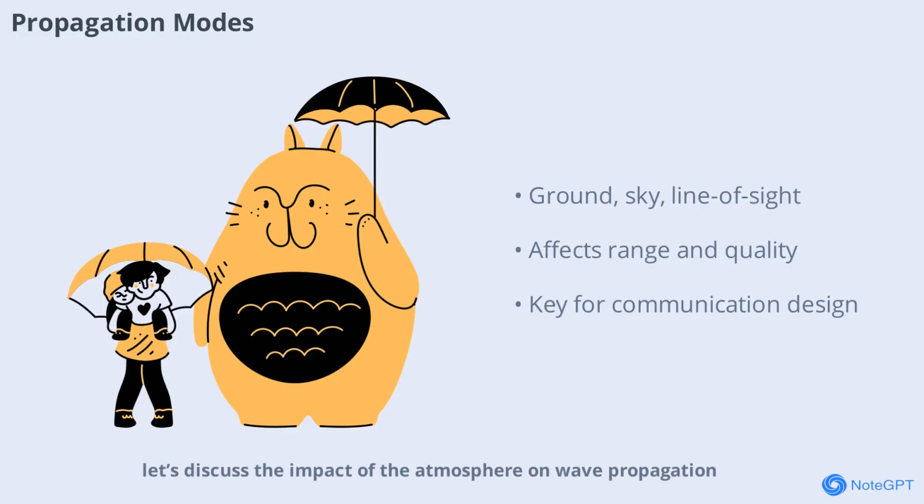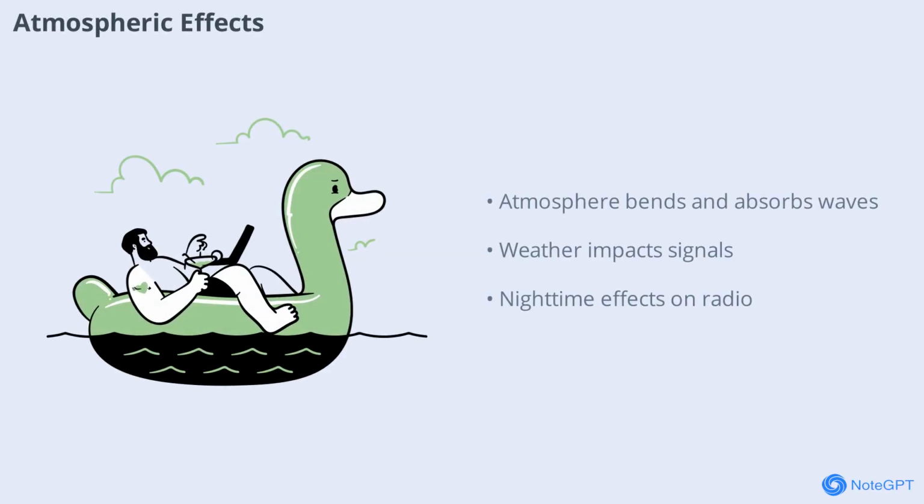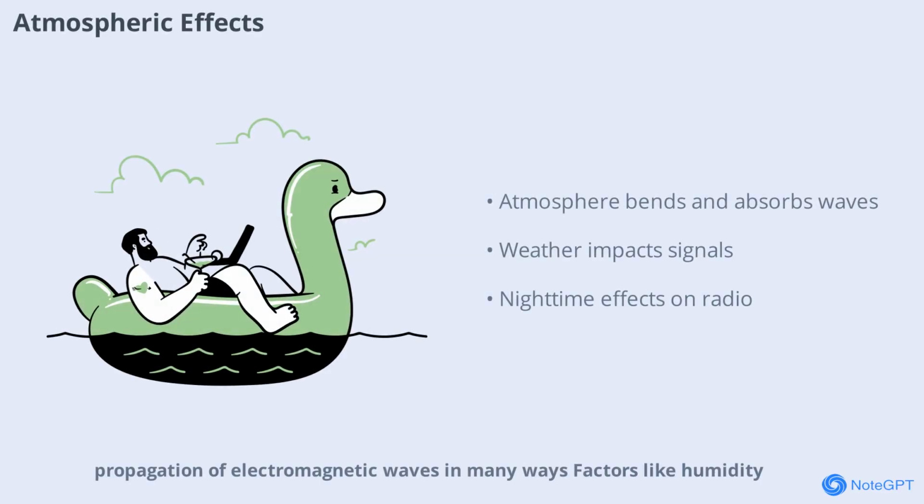Next, let's discuss the impact of the atmosphere on wave propagation. Earth's atmosphere can affect the propagation of electromagnetic waves in many ways. Factors like humidity, temperature, and atmospheric layers can bend, scatter, or absorb waves. For example, radio signals may travel farther at night due to changes in the ionosphere. Weather conditions can also impact signal strength and clarity. Understanding atmospheric effects helps engineers predict and optimize communication performance.